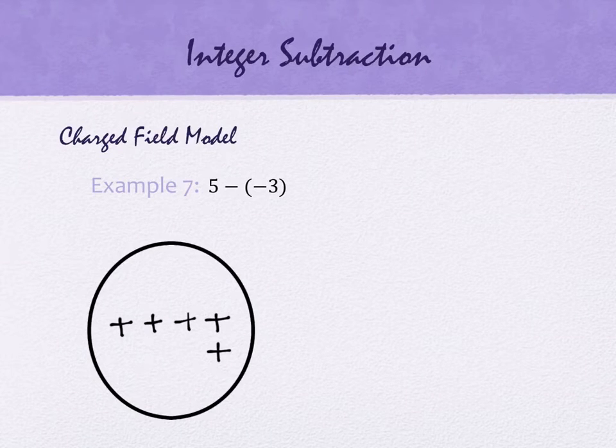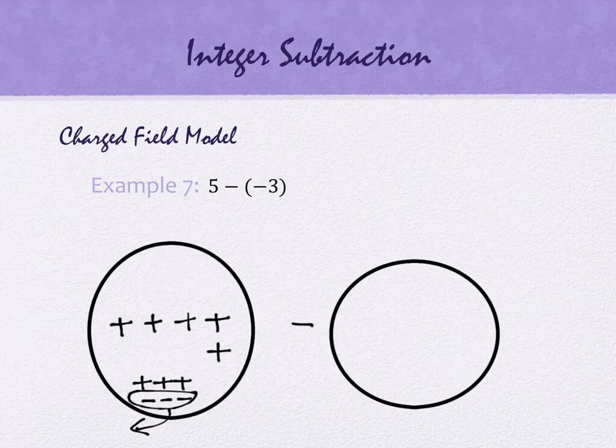And I want to remove 3 negatives, but there simply aren't 3 negatives to remove. So I'm going to insert what? 3 0 pairs. So I'm going to put in 3 positives along with their corresponding 3 negatives. Technically, could I put in more than that? I could. Eventually I'd have to simplify them and remove them, so I only really want to put in as much as I have to. And then I'm able to take the 3 negatives and remove them, leaving me with 8 positives.